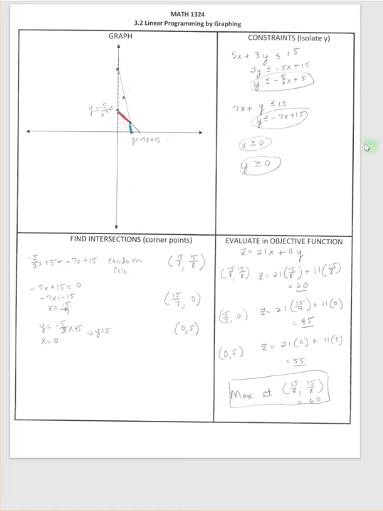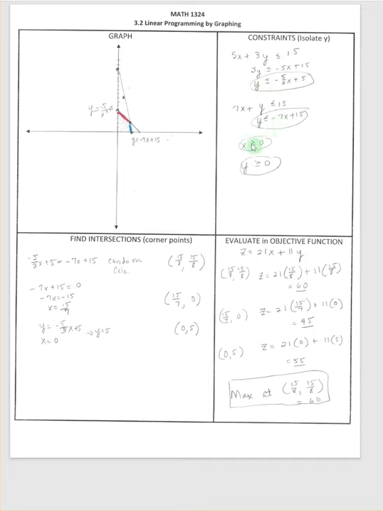So the very first thing I did was come down here where you put the objective function. I wrote z equals 21x plus 11y in this box. Then I went up here and put the constraints, and I put in x greater than or equal to 0 and y greater than or equal to 0. I reformatted these so that they're in y equals or y less than or equal to form.